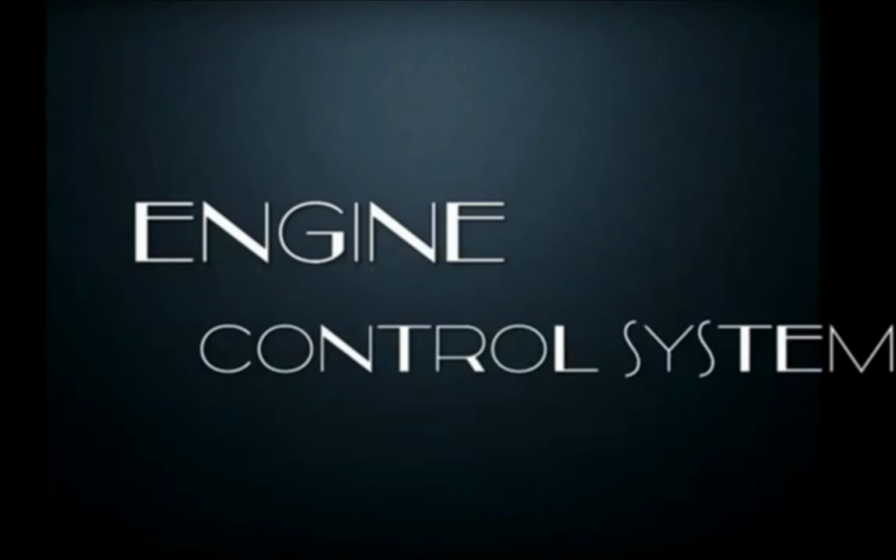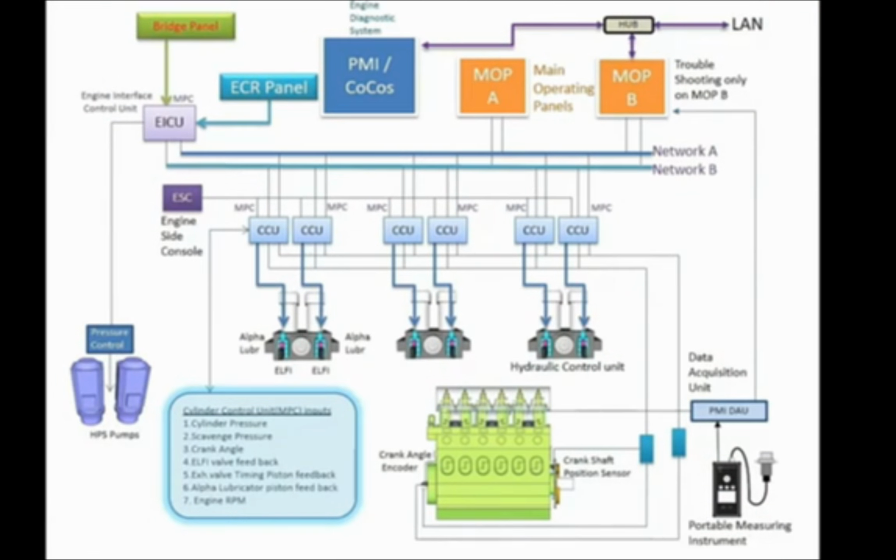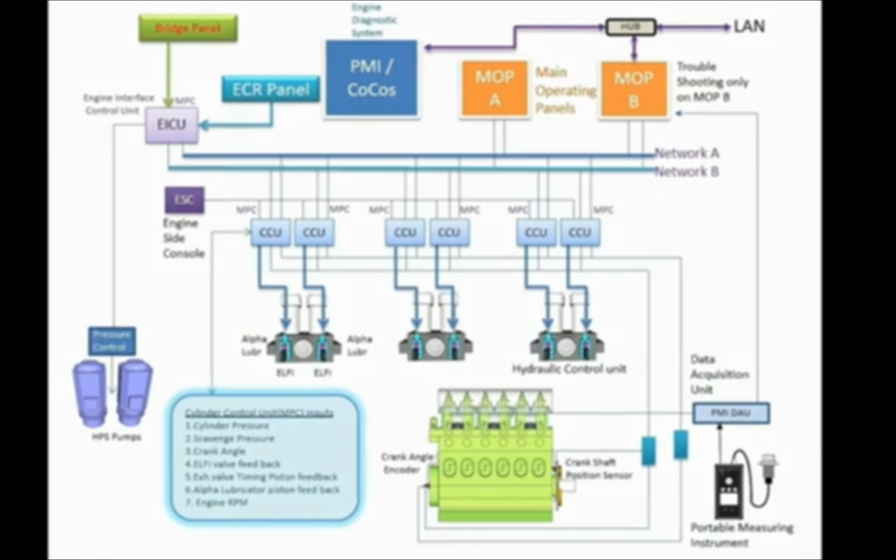Next is the engine control system. This slide shows the actual setup of MEB engines, and each unit is controlled by a cylinder control unit, which gives the exact timing of fuel injection and exhaust valve operations. It gets feedback on the engine RPM through the crank angle encoder, and also the actual position of the crank, so that it can easily achieve the timing of fuel injections.